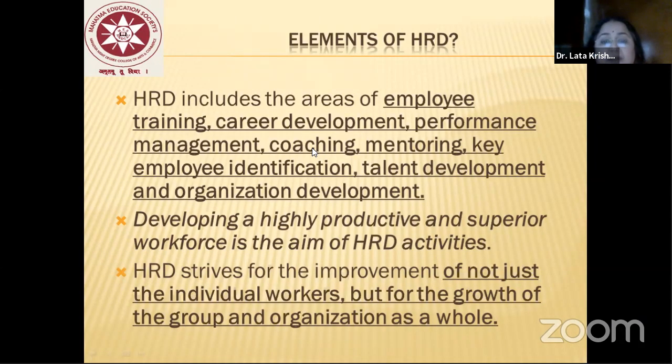So on-the-job training, solving the difficulties, making sure that the mental and physical conditions of a person working in a company are healthy and they are happy at their work. Mentoring, guiding your people, motivating them to move ahead.